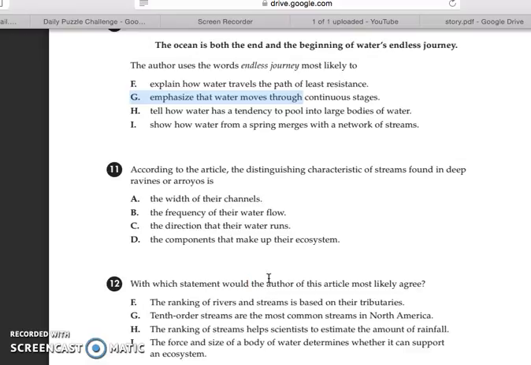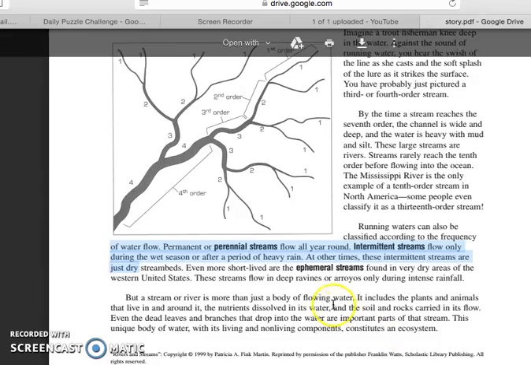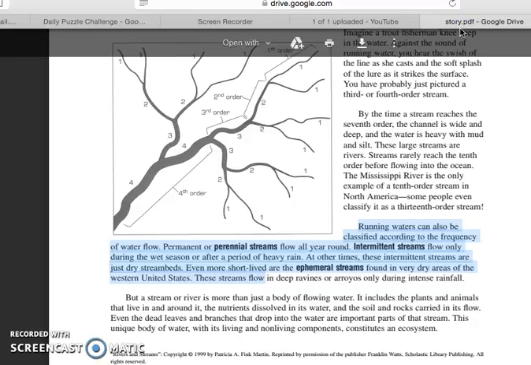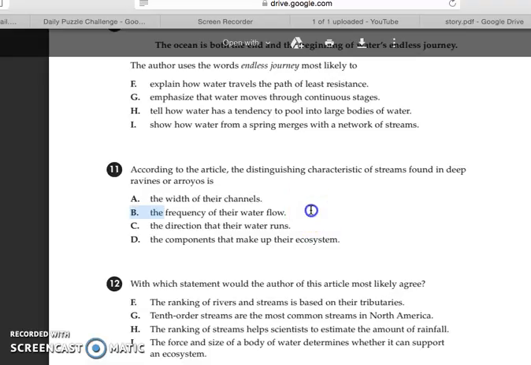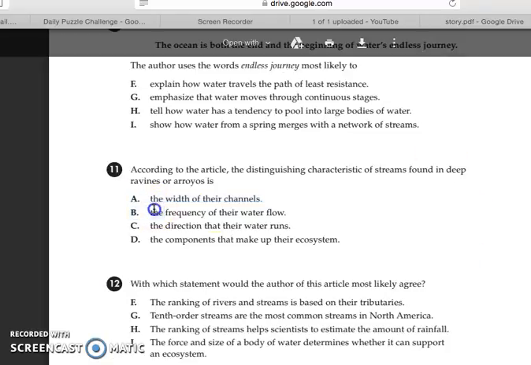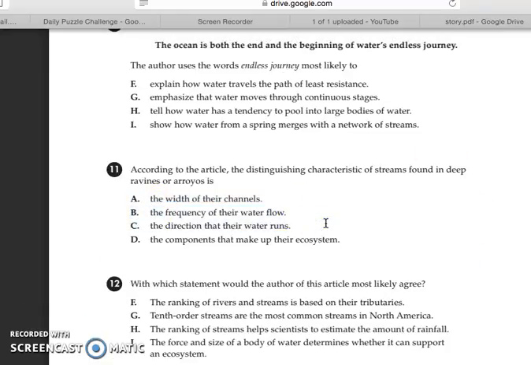Now we're going to go to number 11. According to the article, the distinguishing characteristic of streams found in deep ravines or arroyos is, if you look right here, it says arroyos flow only during intense rainfall. If you look here, the characteristics found in deep ravines are how the channels affect the water flow, the direction of the water, or what components make up the ecosystem. And it is the frequency of the water flow. If you look right here, the stream flows in the ravine depending on the intensity of the rainfall. So it's the frequency of their water flow, I believe. Yes, it is. So it is B.